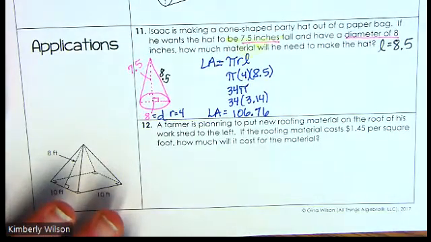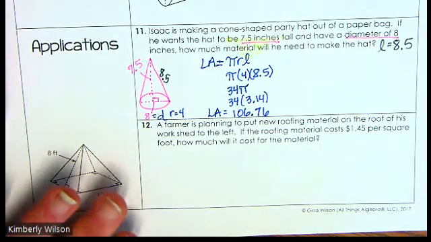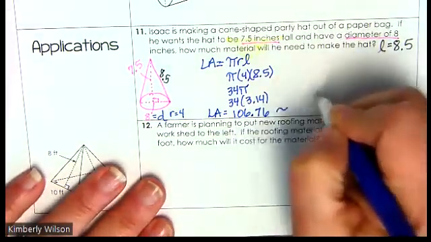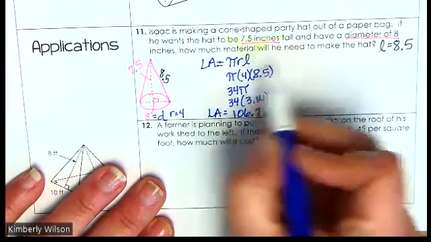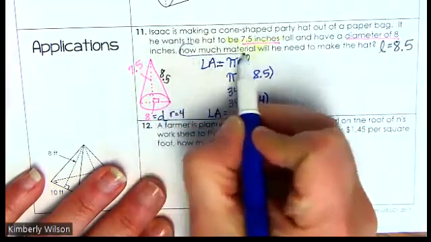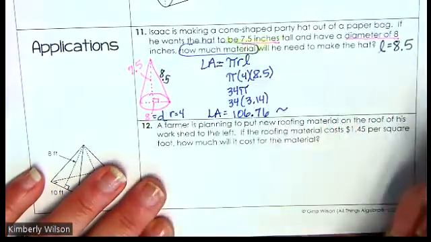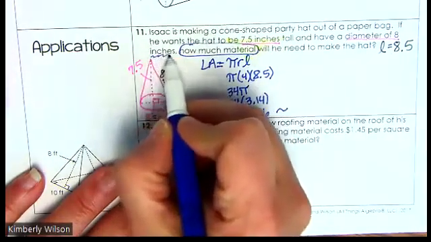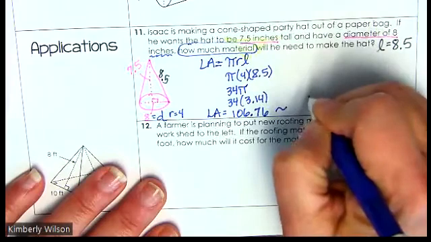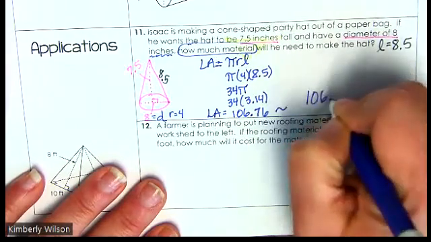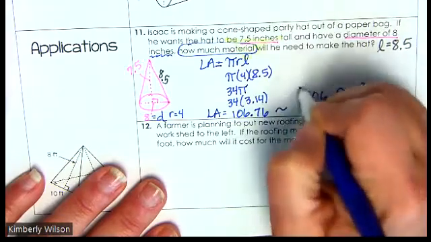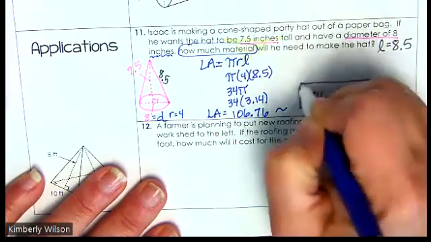Well, for all of this stuff, it's been wanting me to round to the tenth place. So for this one, because we want to know how much material will be needed, and we're dealing with inches, we will say that we need 106.8 inches squared because we're doing area. This is the amount that is needed for this problem.